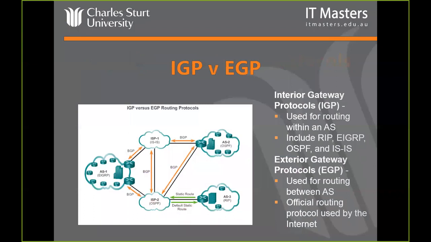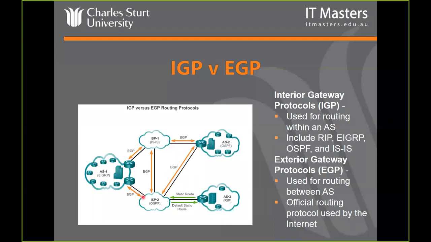So IGP versus EGP. Interior gateway protocols, as I said, are used for routing within an autonomous system. If we look at this one, autonomous system one is EIGRP, and we've got IS-IS here, OSPF here, RIP over here, and OSPF here. Whereas the exterior gateway protocols are used to communicate between autonomous systems.